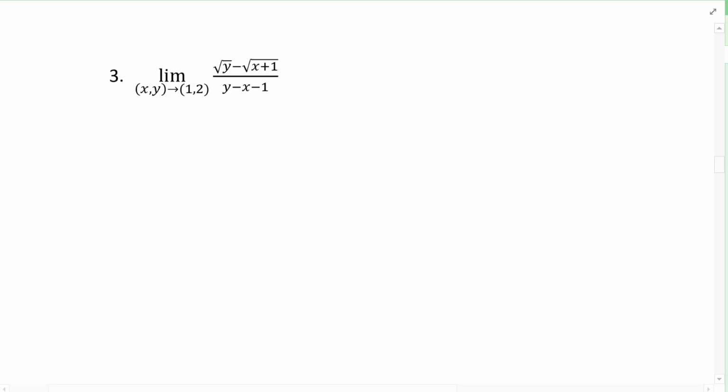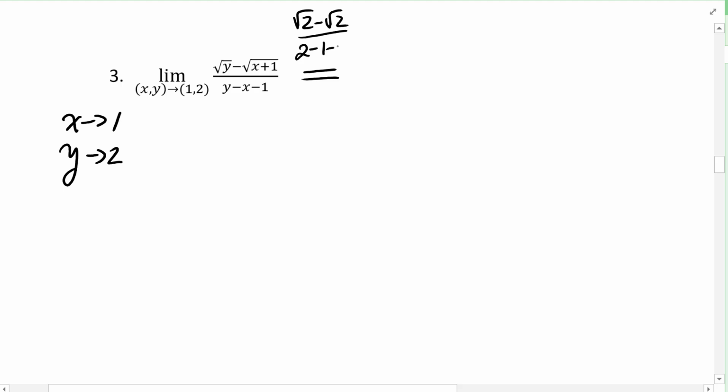Let's take a look at another problem. Limit as x and y are approaching 1 and 2, so that means x is approaching 1 and y is approaching 2, of (square root of y minus square root of x plus 1) over (y minus x minus 1). So if we substitute x and y into the expression, we get square root of 2 minus square root of 2 over 2 minus 1 minus 1. So we do get again 0 over 0.